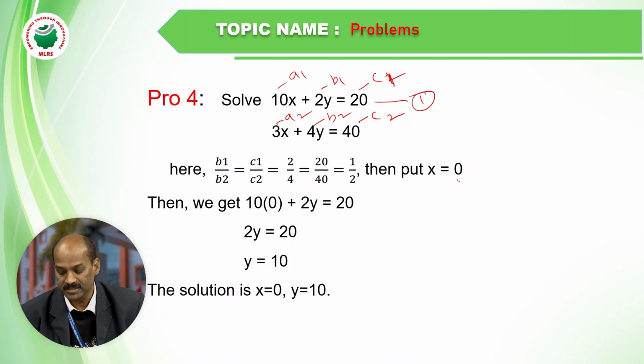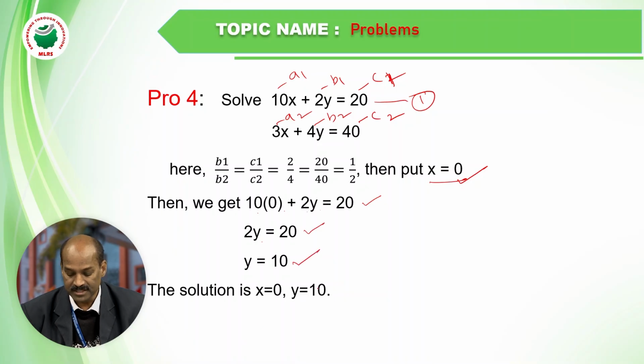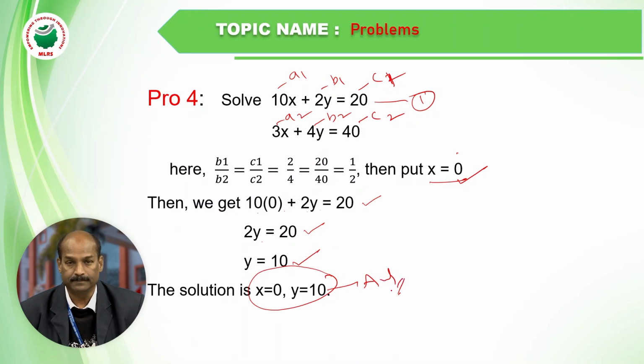Therefore, put x equals 0. Now you put x equals 0 in equation 1. Then we get 10 into 0 plus 2 into y equal 20, and 2y equal 20. Therefore, y is 10. Therefore, final answer is x is equal to 0 and y is equal to 10. This x equals 0 and y equal 10, right? And this is the final solution to the given problem.